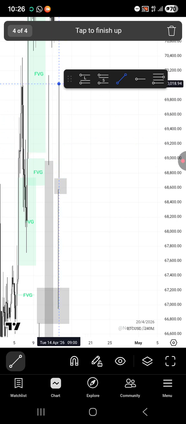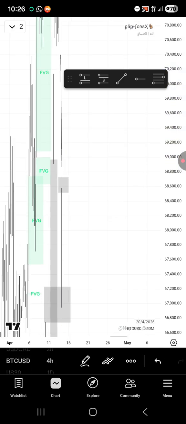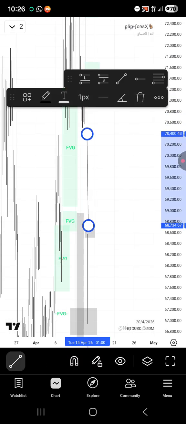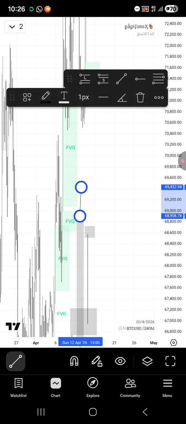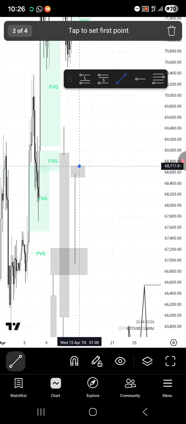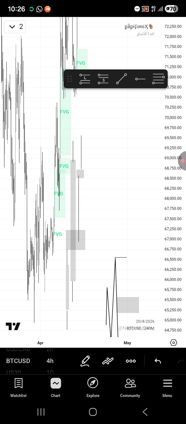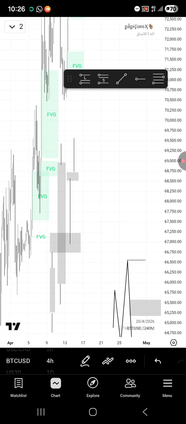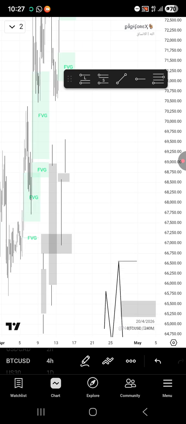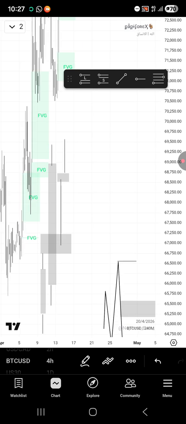This kind of candle can be taken as a breakaway gap. You understand? Because ICT calls it immediate rebalance. You understand? Whereby if we go lower on a time frame, you will see that price has reacted on a fair value gap.